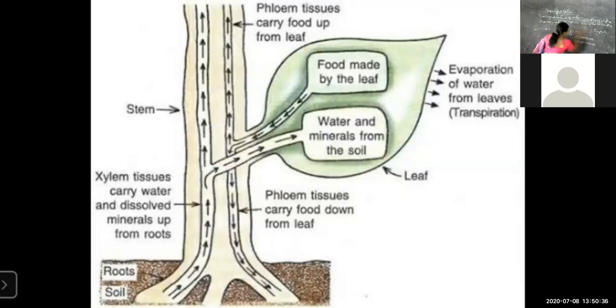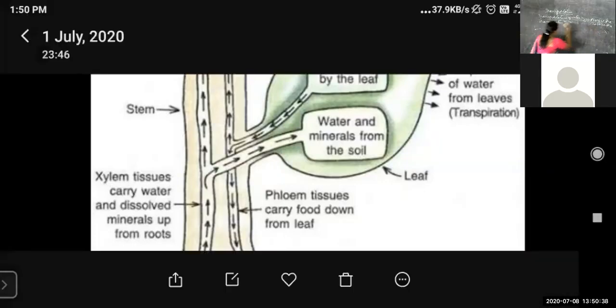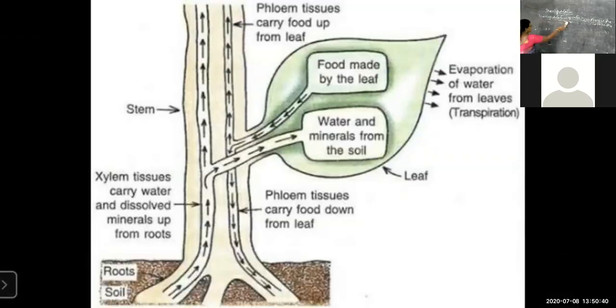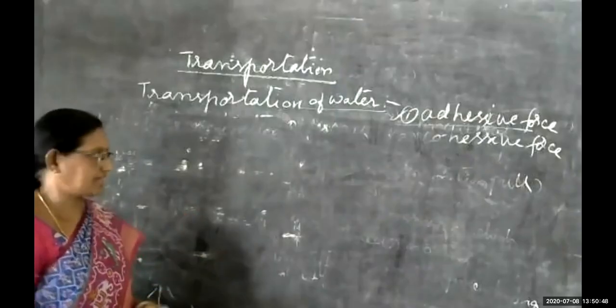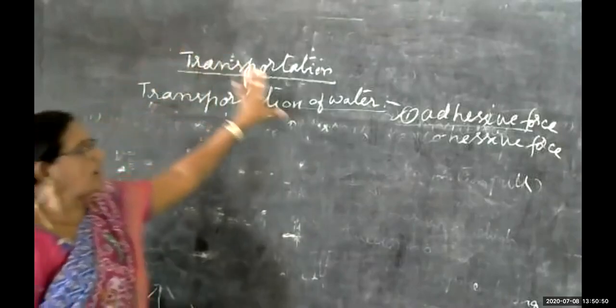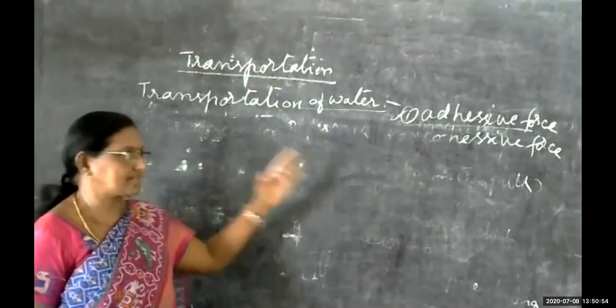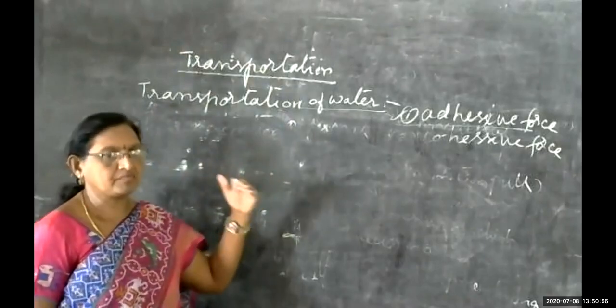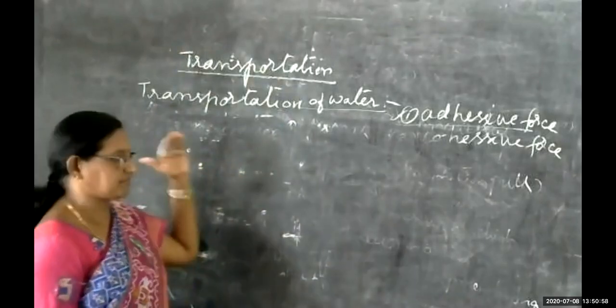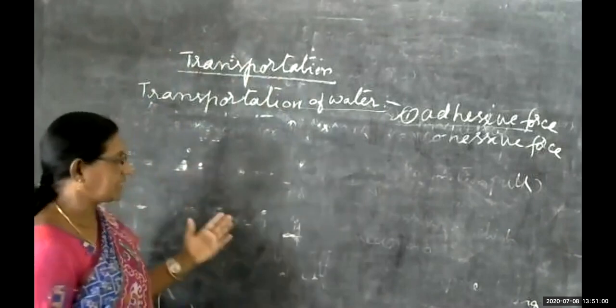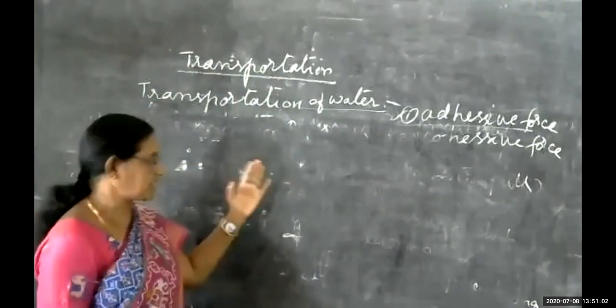Just what are the important things I have told today. I will give you a revision, and then we will go to the next topic, that is transportation of food materials. Just as transportation is very important in animals, in the same way transportation of food materials, nutrients and water is also very important and essential in plants.